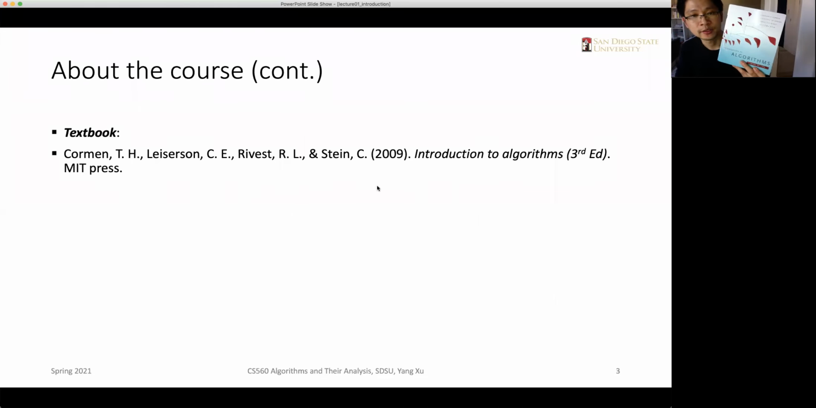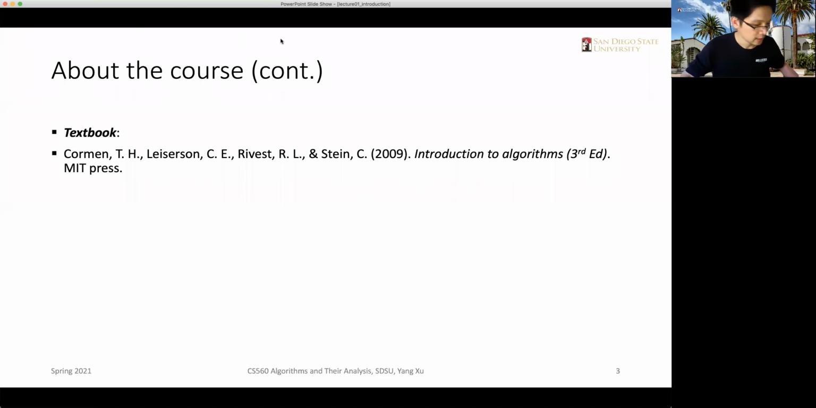All right, third edition. So you don't need to buy this. I will suggest you use the link in the syllabus to download the PDF copy of it. It's a very long book.